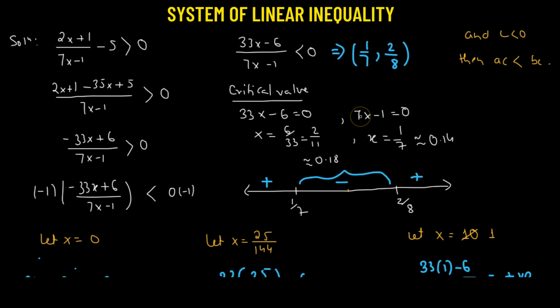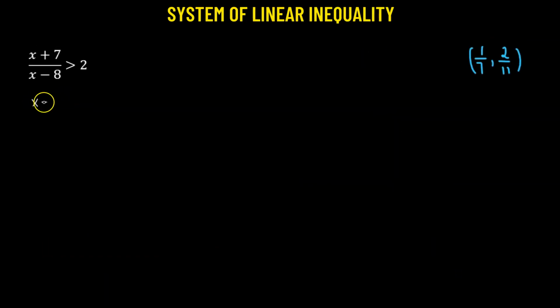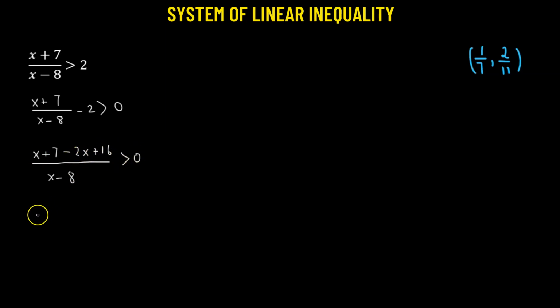Now we'll try to solve the second linear inequality. We'll begin by transposing 2 to the left hand side. This gives us (x plus 7) divided by (x minus 8) minus 2 is greater than 0. Let's combine them. We have x minus 8 in the denominator and x plus 7 minus 2x plus 16 in the numerator. So x minus 2x will be negative x, plus 7 plus 16 is 23, divided by x minus 8.